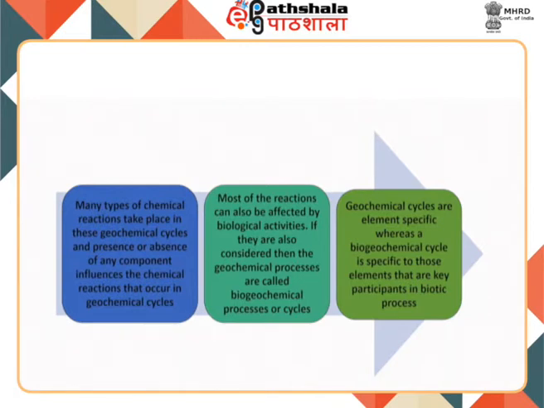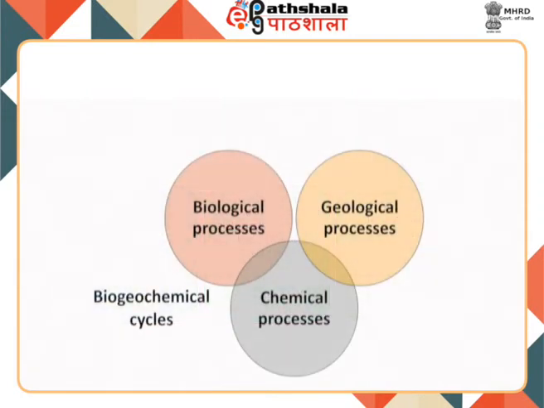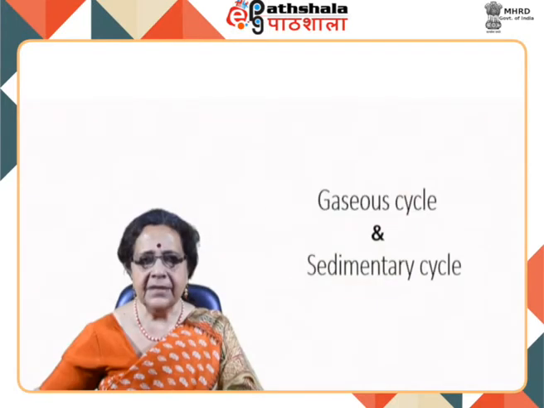Geochemical cycles are generally element specific, whereas a biogeochemical cycle is specific to those elements that are key participants in biotic processes. Biogeochemical cycles can be defined as the cycling of matter involving biological, chemical, and geological processes and phenomena. On the basis of movement of elements, it is classified as a gaseous cycle and sedimentary cycle.